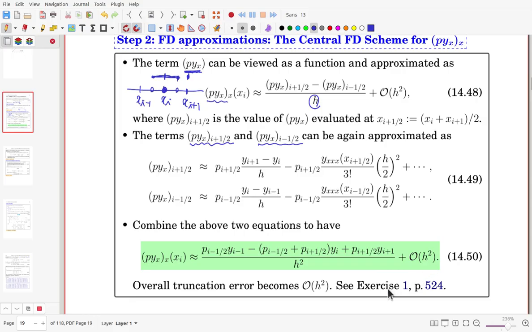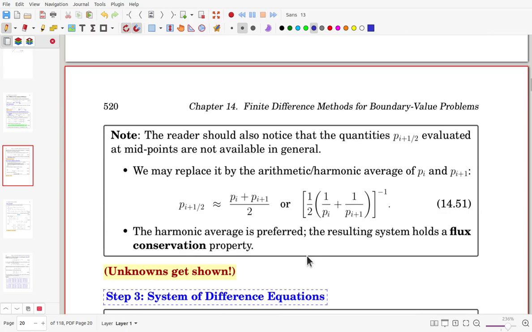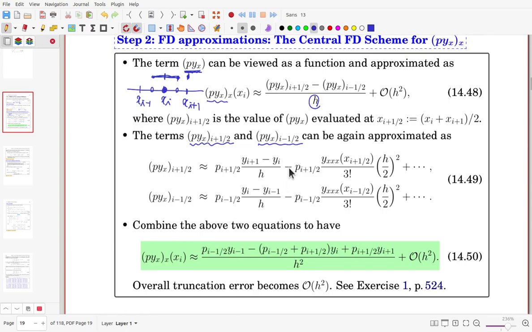For this mathematics, I gave you a hint and try to figure the mathematics out yourself. In exercise 1, you will do it. So we have this formula, and the approximated values will be obtained through this approximation scheme. Okay, so that is. Also, one more thing is that here, p i plus half, you can, for example, for this point, try to average them.